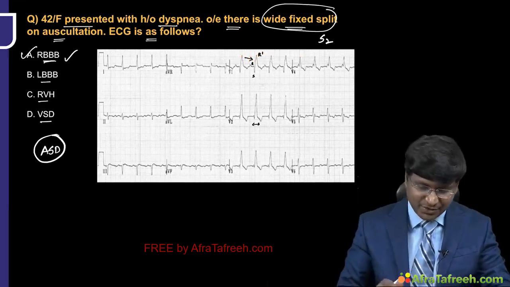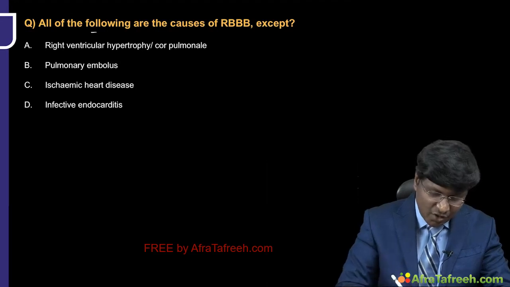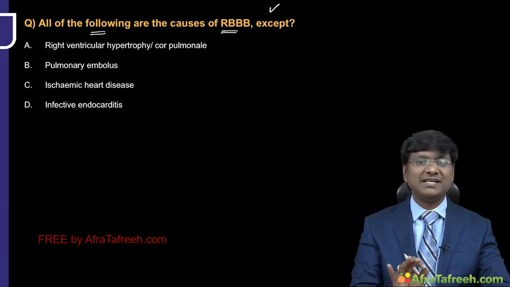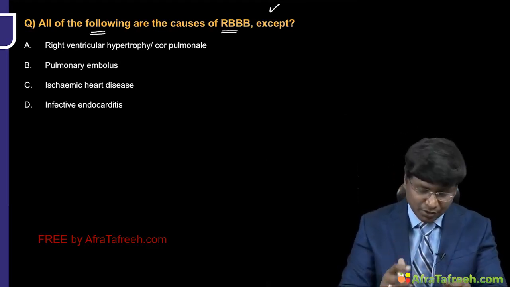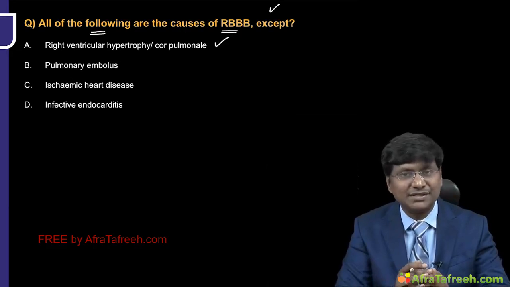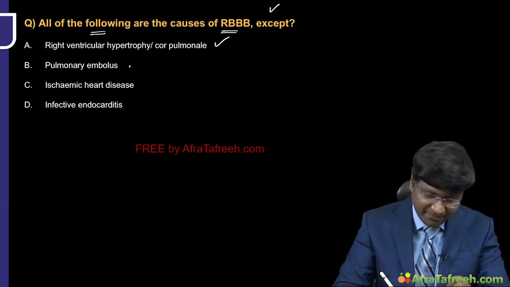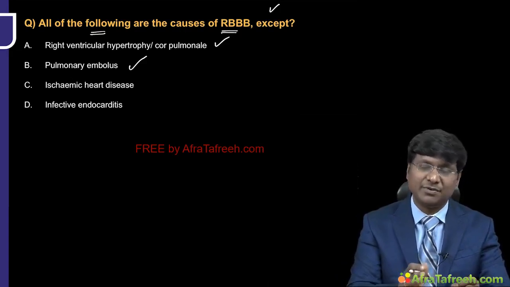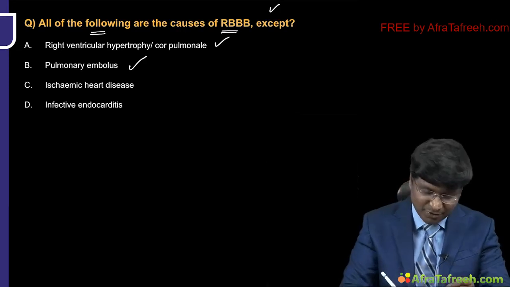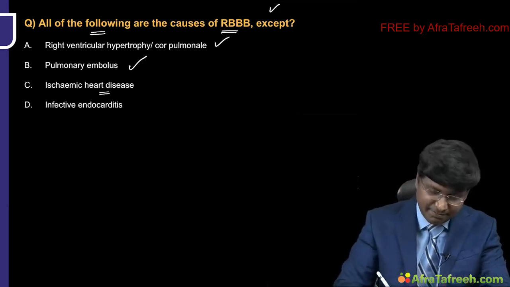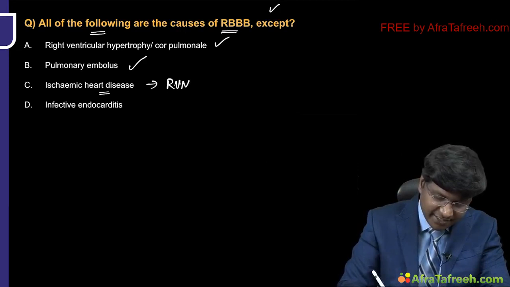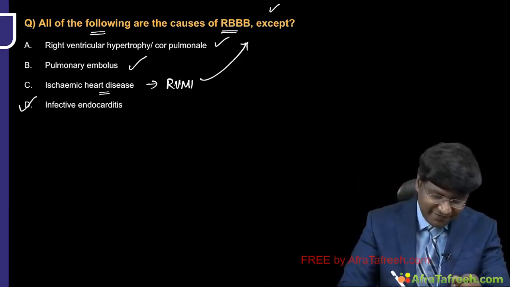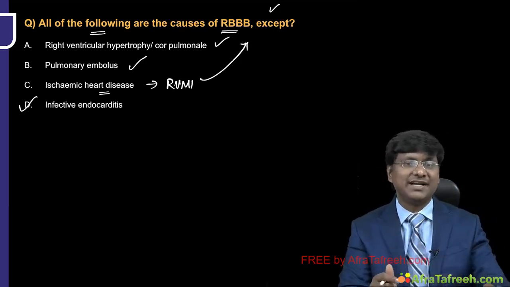Okay, next, you see the next important clinical scenario. All of the following are the causes of right bundle branch block except. So this question is basically about the etiology of RBBB. So right ventricular hypertrophy can cause right bundle branch block. Pulmonary embolism will increase the afterload on the right ventricle, causing right ventricular hypertrophy, and thereby there will be development of right bundle branch block. Ischemic heart diseases, particularly right ventricular myocardial infarction, will also cause right bundle branch block. But remember, infective endocarditis will not cause right bundle branch block.